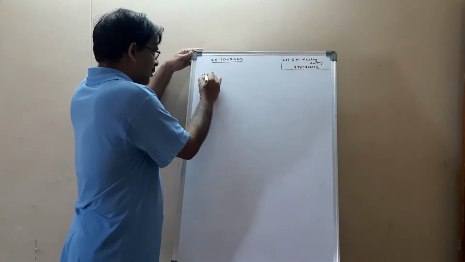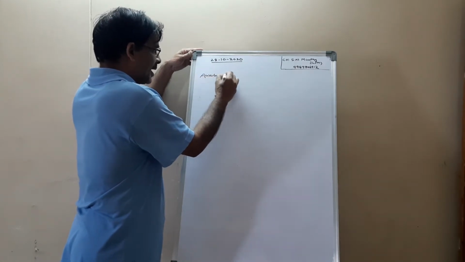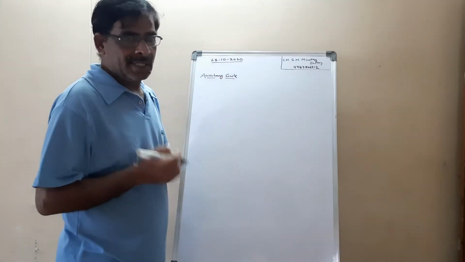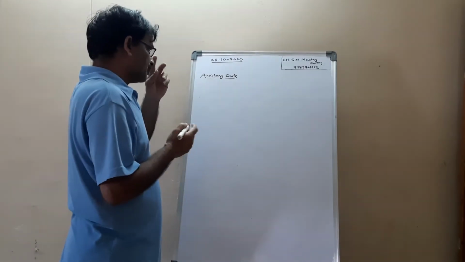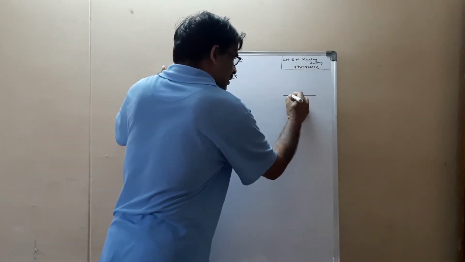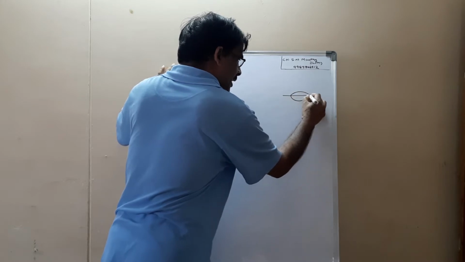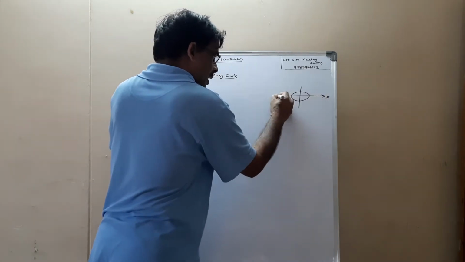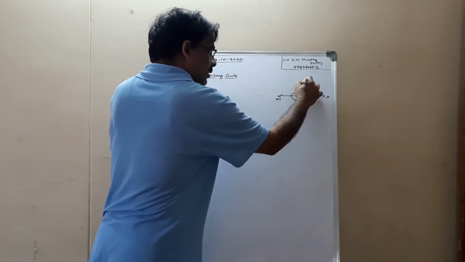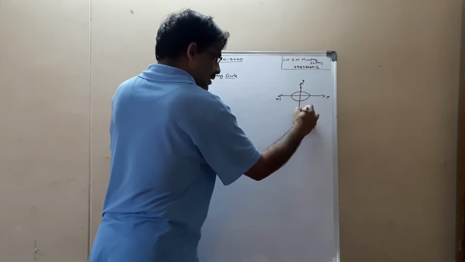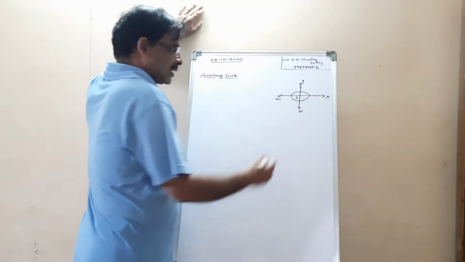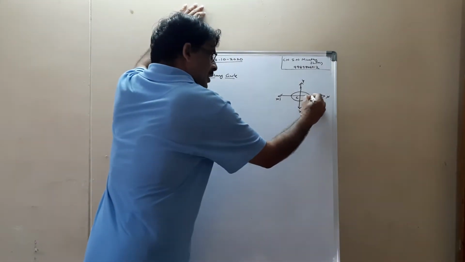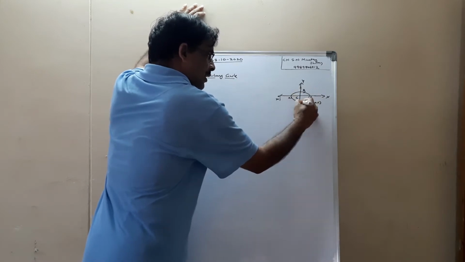Auxiliary, A-U-X-I-L-I-A-R-Y, auxiliary circle. What do you mean by auxiliary circle? See, suppose this is our ellipse. This is x dash. Here y dash. You know that is the center. The center of the ellipse is 0, 0. See, A dash, B dash.